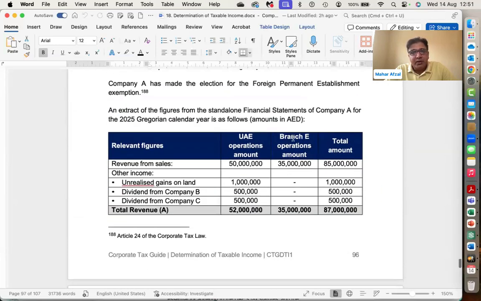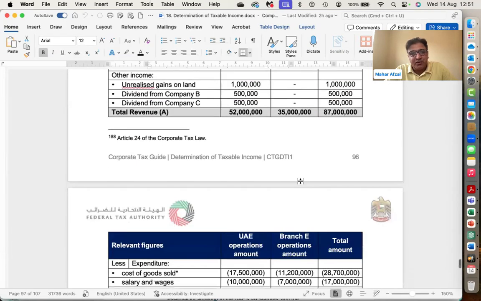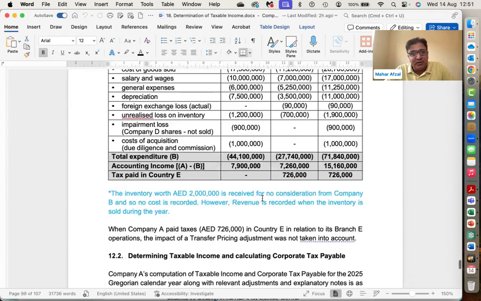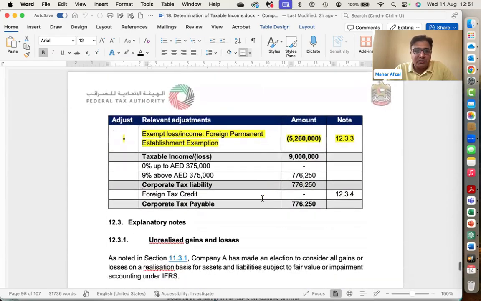They are assuming the branch is outside the UAE, a foreign branch. Once it is a foreign branch, we should not consider the income and expense. We need to remove it. Then we need to calculate the same thing. They have done it over here as well. You can go through this.